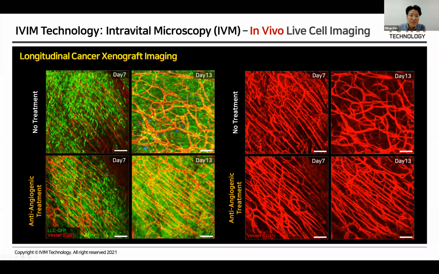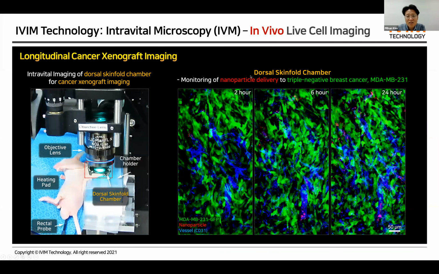Also, by using this dorsal skin fold chamber, we can monitor nanoparticle delivery or drug delivery to the cancer cells in vivo for a very long time. In this particular example, we made the cancer xenograft model using the triple negative breast cancer cell line, MDA-MB-231 GFP. All this green is the breast cancer cells, and the blood vessels are shown in blue using CD31 antibody. Then we inject the nanoparticles intravenously.